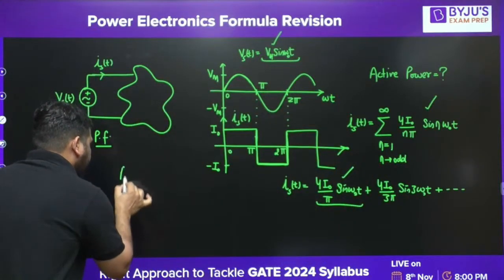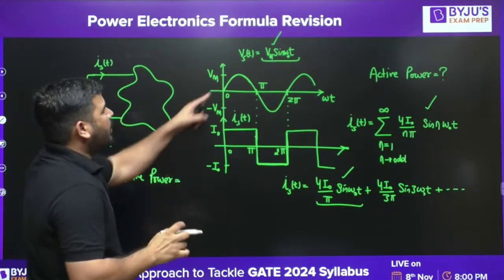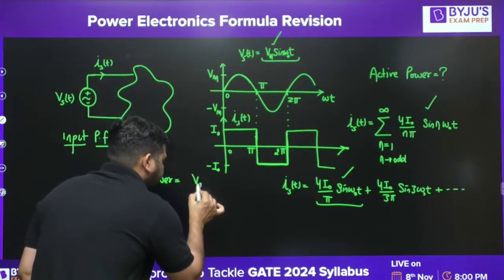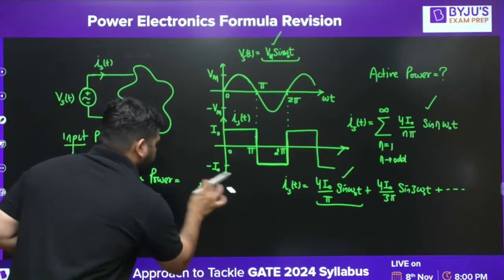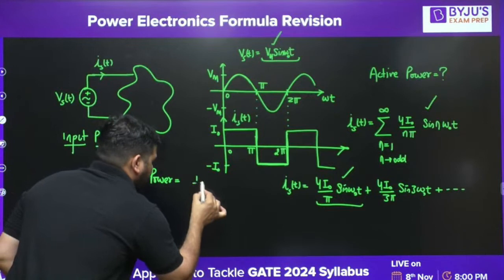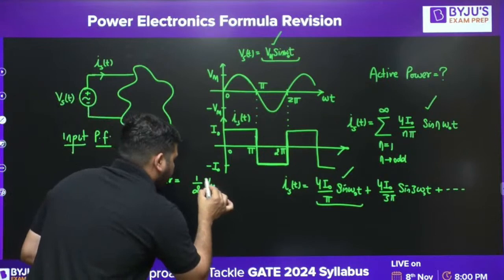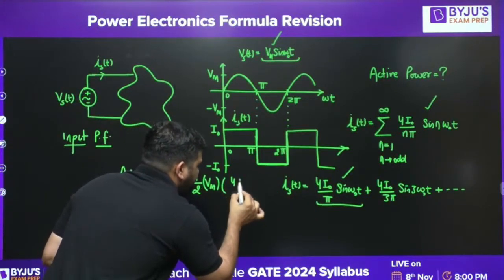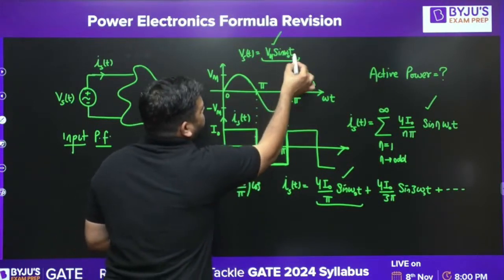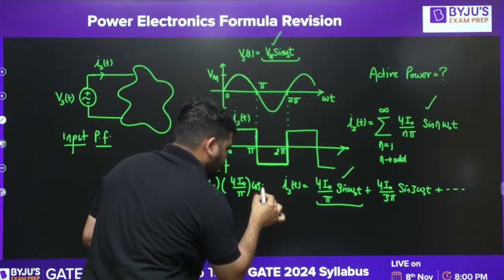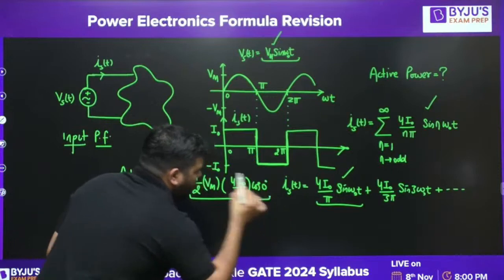Now the active power will be equal to 1 by 2 into Vm into 4I0 by pi into cos of theta v minus theta I. Here theta v is 0 and theta I is also 0, so cos 0. This much is my active power.